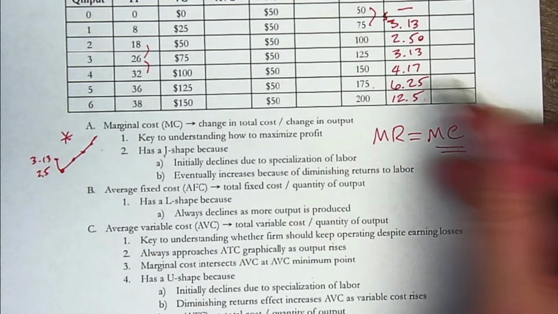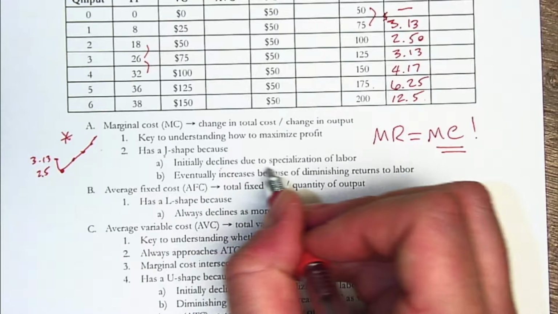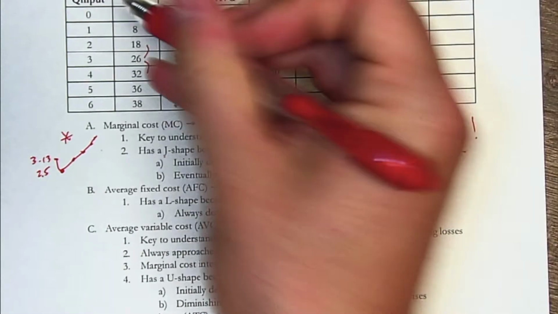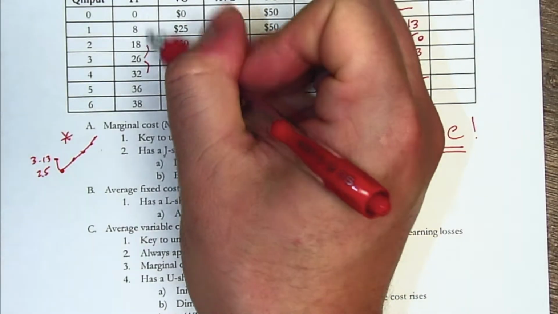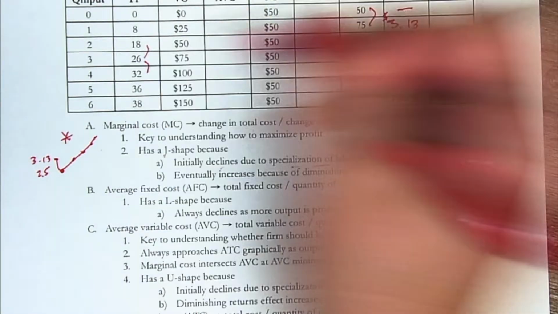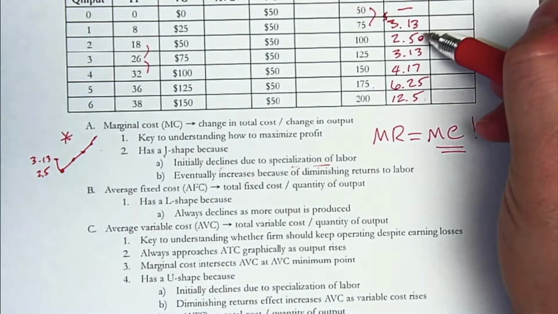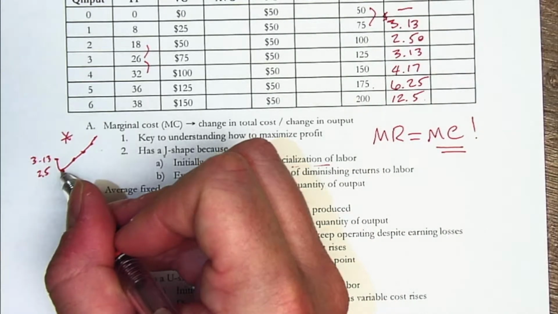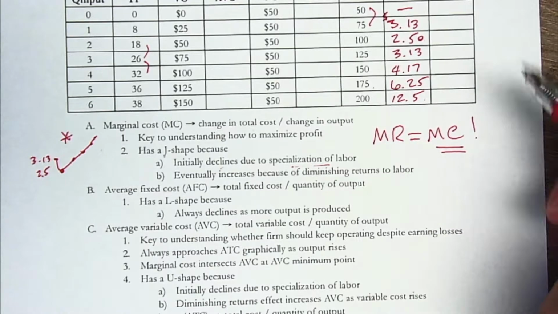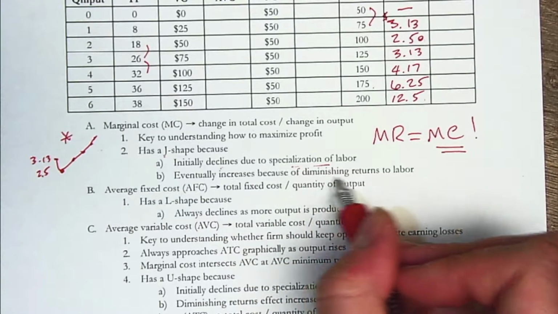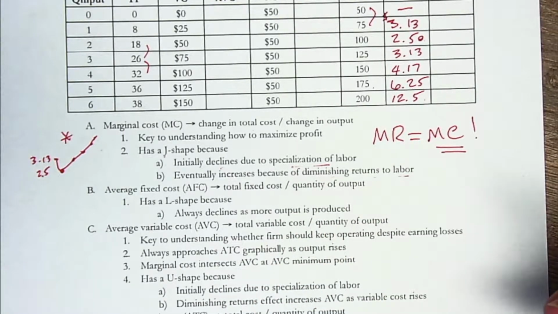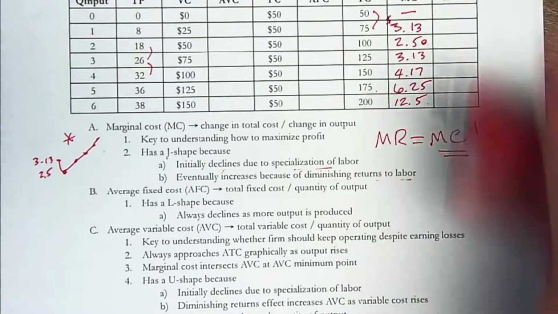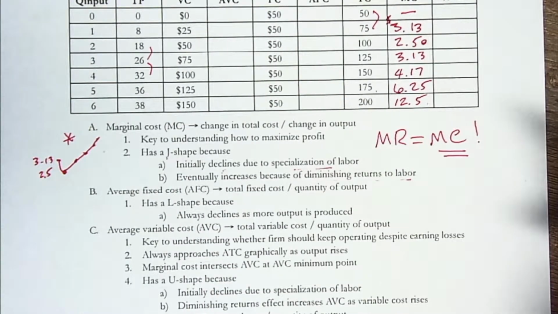This has a J shape because it initially declines due to specialization of labor. That specialization is happening where the output is rising. With these first two workers, they specialize, and so the marginal cost is actually falling. However, at that lowest value, $2.50, it's going to start to come back up again because of diminishing marginal returns. So understanding the idea of our production function is really useful to understand the shape of the marginal cost curve.